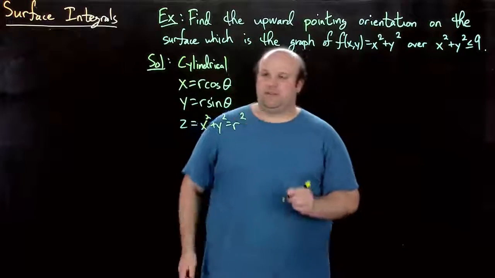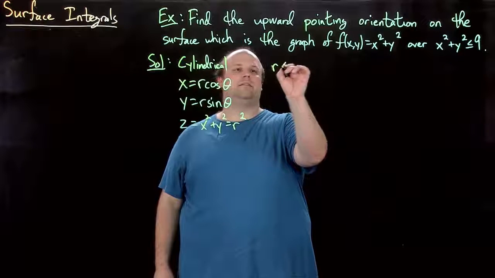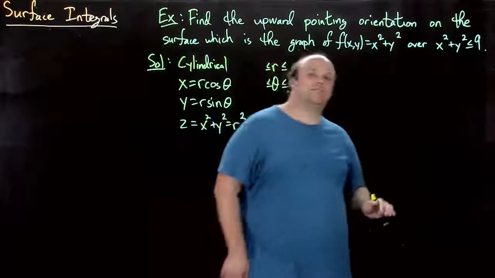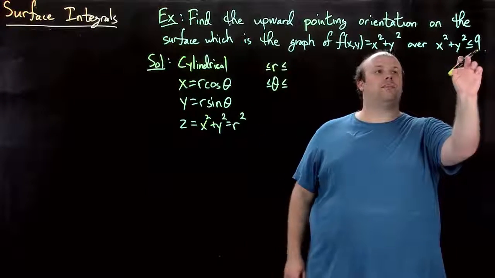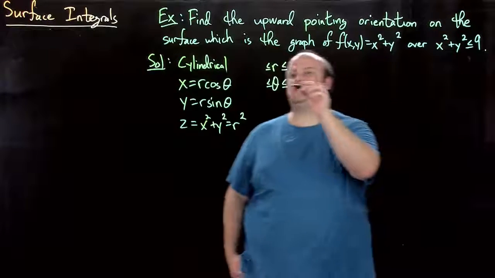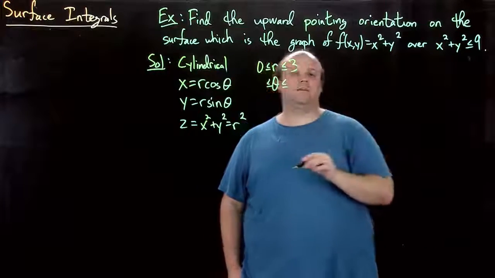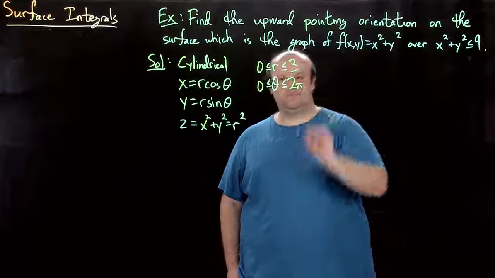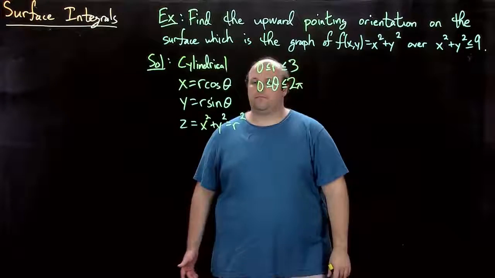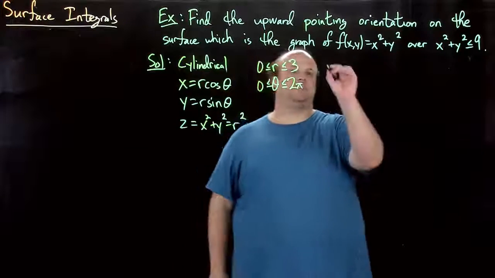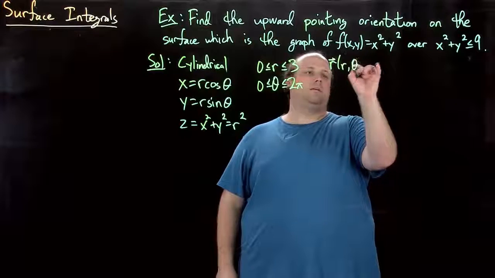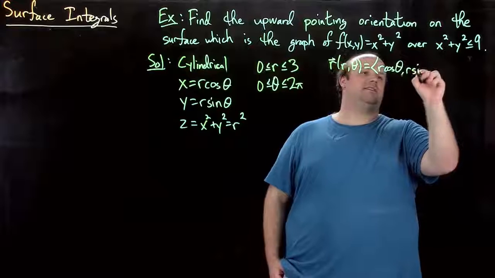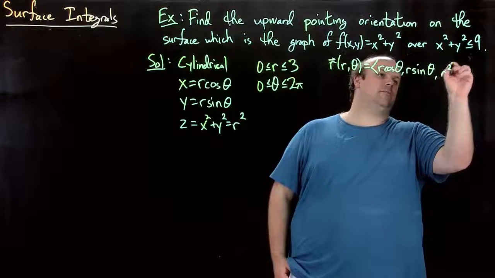And now what about the domain? Well, we need some restrictions on r and some on theta. Since we're interested in this over this disk of radius 3, that means r is going to go from 0 to 3. And since we have the whole disk, theta is going to go from 0 to 2 pi. So this gives us our parameterization. R of r, theta is r cosine theta, r sine theta, and r squared.